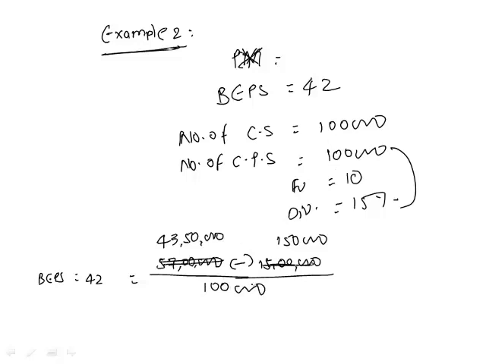Should I repeat this part again? Basic EPS is 42. Number of shares are 1 lakh, which means profit available for equity shareholder 42 lakhs. Up to this we are okay? This multiplied with this, profit available for equity shareholder 42. But preference dividend was 1.5 lakhs, which means that profit after tax must have been 43.5. Preference dividend 1.5 divided by 1 lakh. That's how we got 42.